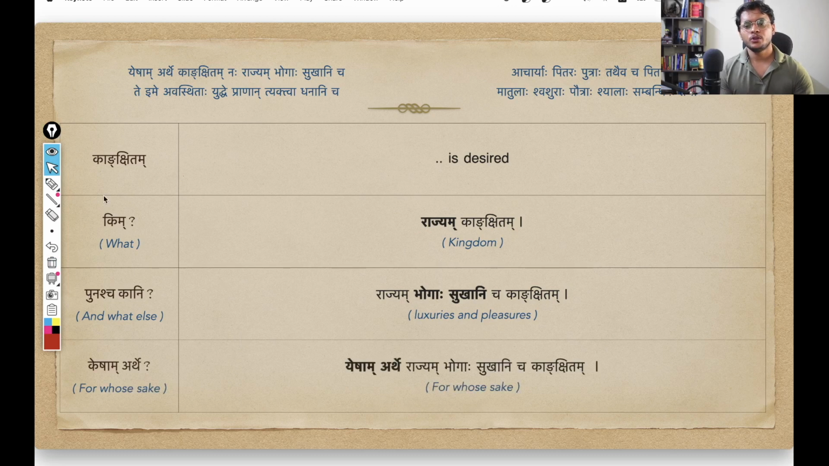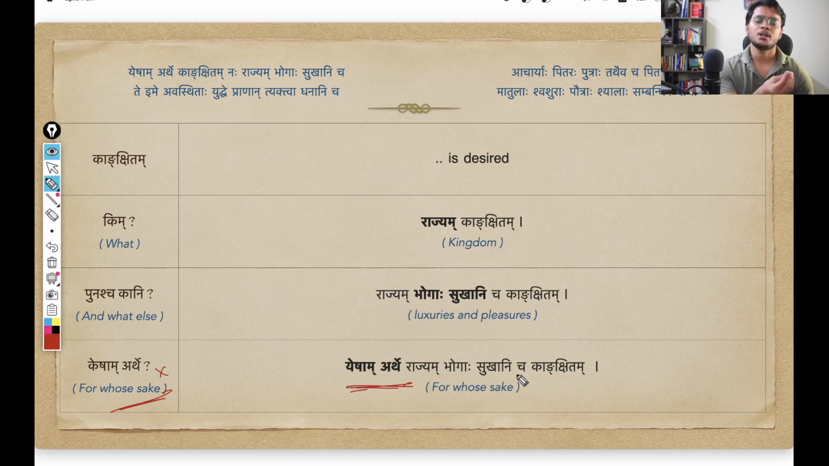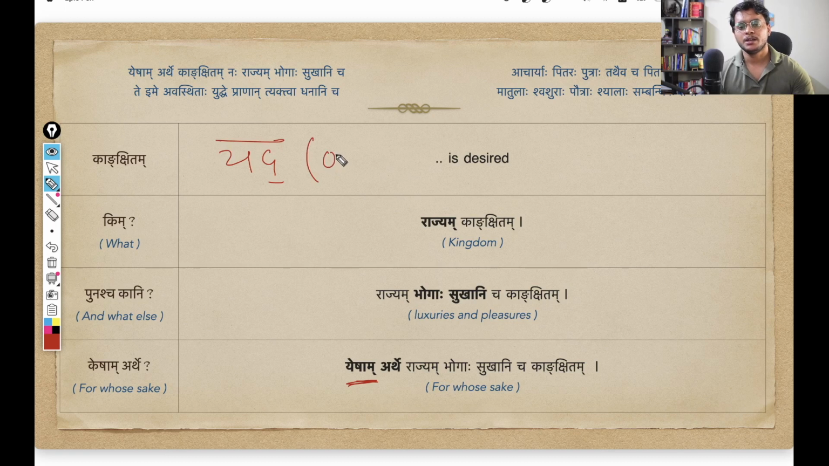Okay. And if we move on, now Kesham Arthe. So leave this. Let us directly see this line. Yesham Arthe Rajyam Bhoga Sukhani Cha Kangshitam. Yesham Arthe simply means for whose sake, for all whose sake. Now let us understand this word Yesham first. Yesham comes from the Pratipadik Yad, and Yad means one who. So again, I hope by now you are aware of all these simple, common pronouns that we are using again and again in Sanskrit. So you have Yad, that means one who. Then you also have Tad.